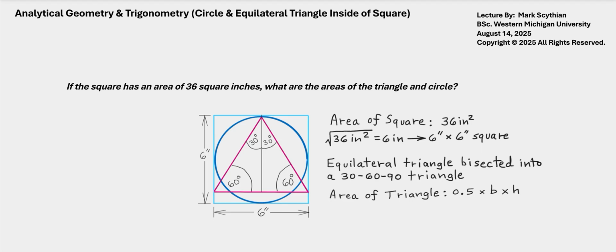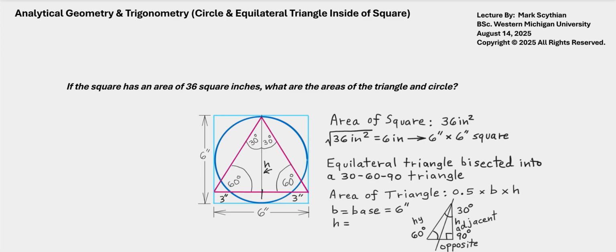So area of triangle, in this case, in all cases, the area of the triangle is 1/2 times the base times the height, or the base times height divided by 2. So we know the base is equal to the width of the square, so that's 6 inches. So we have to work on calculating the height using analytical trigonometry. So again, we have a 30, 60, 90 triangle or a right triangle, and so we can start with the opposite side of, let's say, the 30-degree angle. And then we have our adjacent side, and then we have our hypotenuse.